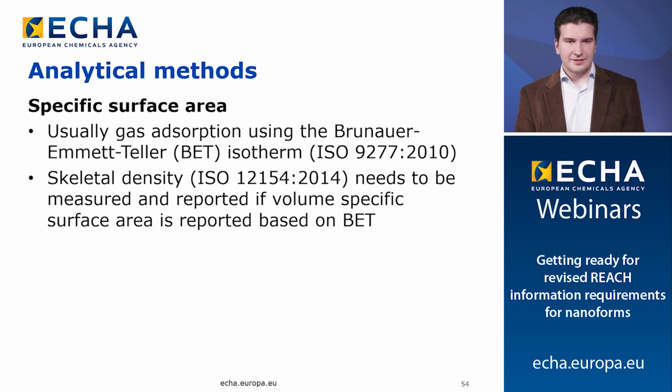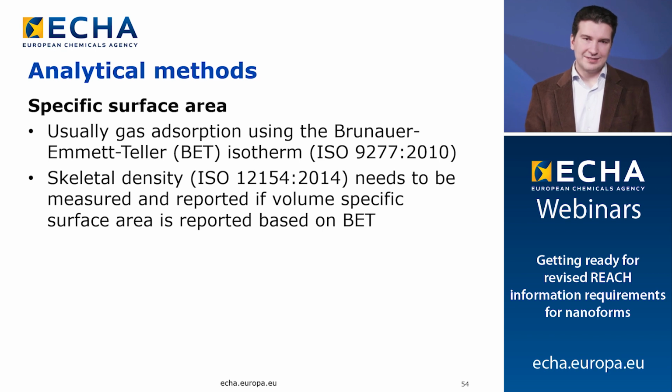Finally, for the specific surface area, you should provide information normally coming from BET isotherm. You can use the ISO 9277 method. And then if you are reporting volume-specific surface area, you can report information on skeletal density using the ISO 12154 method. And you should report this information then in your Euclid dossier.